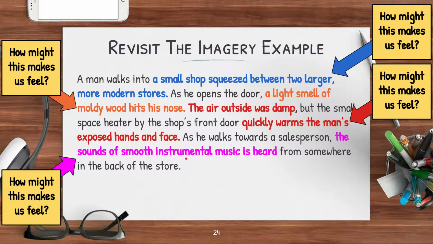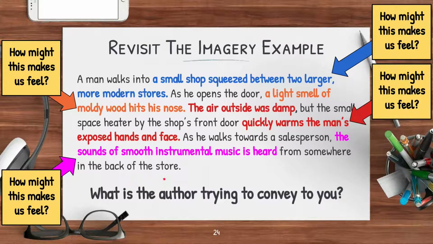And then when we look at the sound of smooth instrumental music coming from the back of the store, that's probably designed to make us feel positive as well, right? Notice the word smooth, right? That's one of those positive connotation words or diction words.